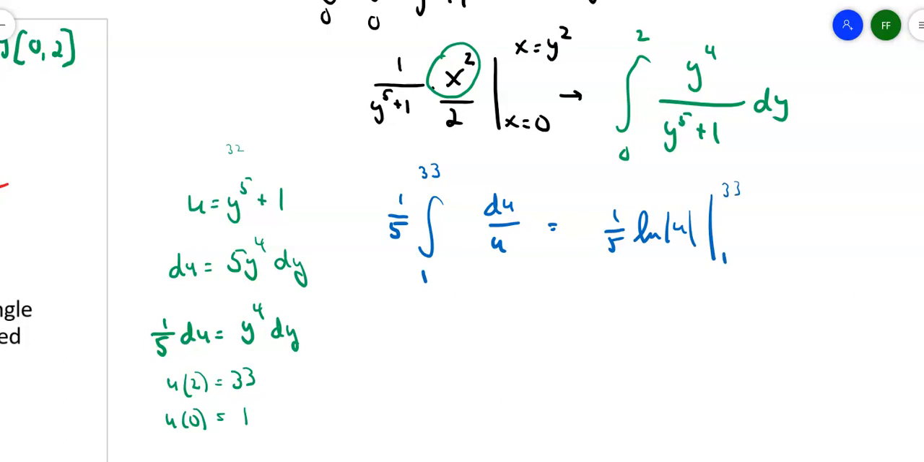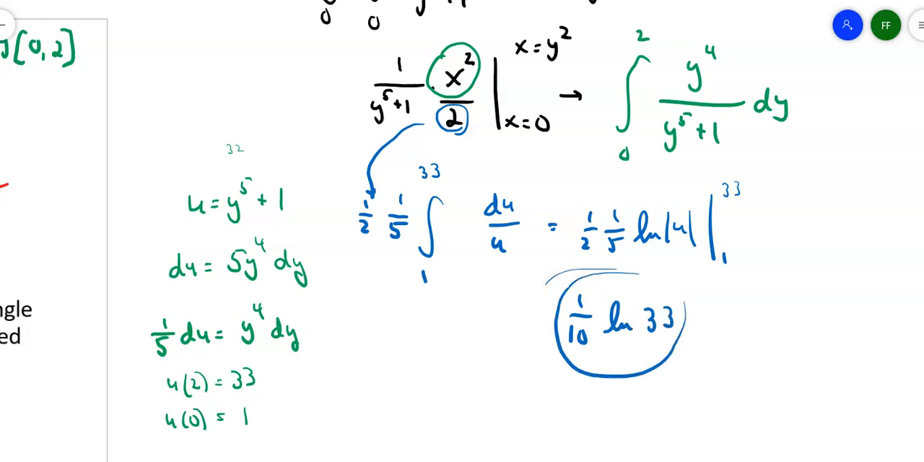And then, at some point, I've got to carry that 2 back in that I completely lost. Oops. Here, let's bring it over here as a 1/2. So now this gives me 1/10 natural log of 33. Natural log of 1 is just 0. And yes, that's my answer.